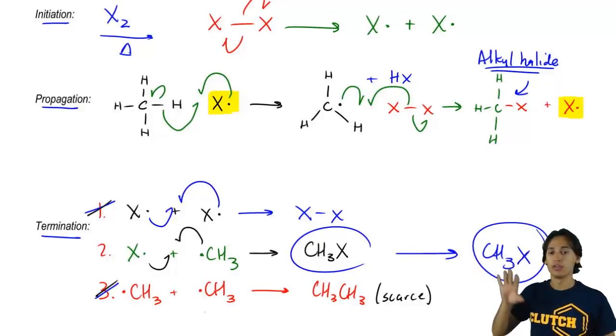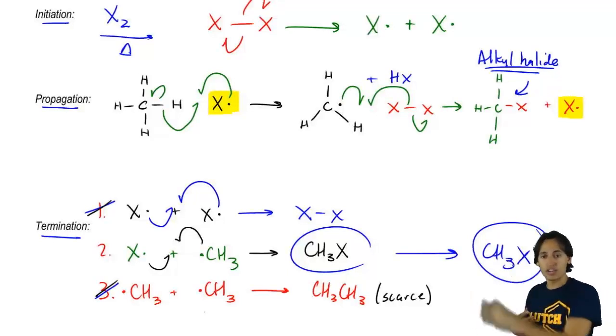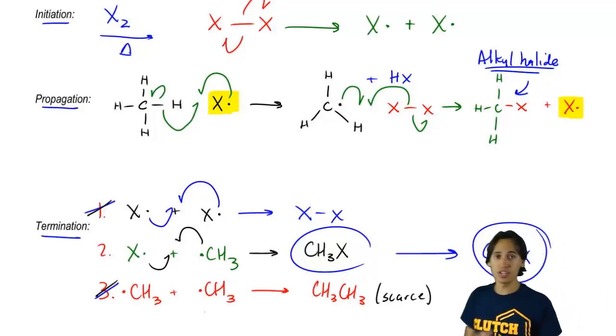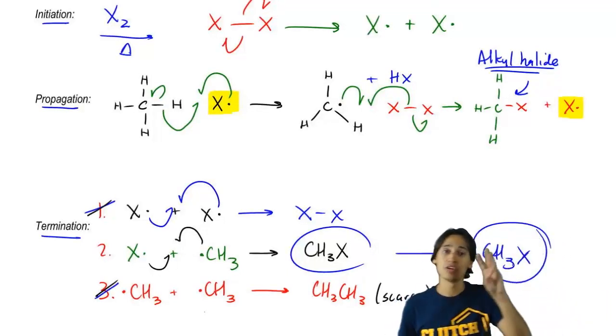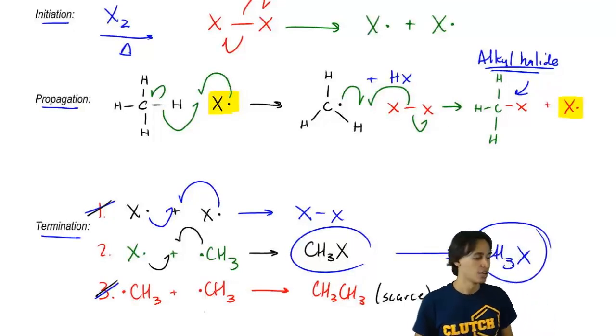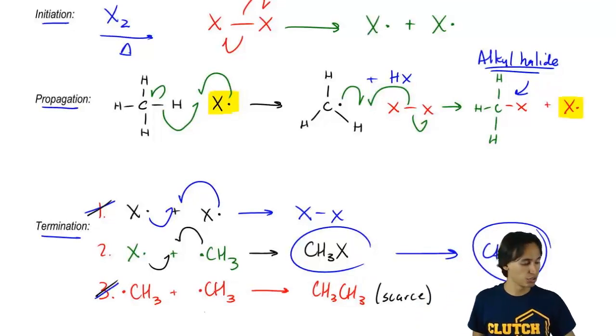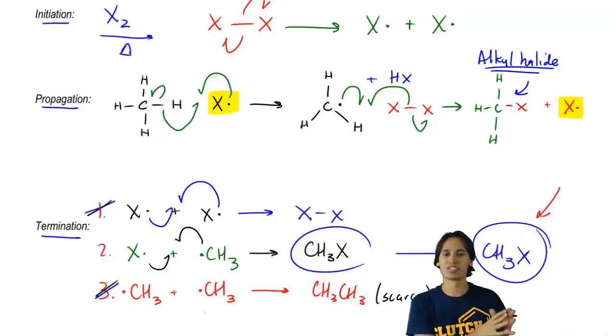Now, the reason I taught you guys about this is because if you're asked to draw this mechanism, your professor is going to want to see all 3 terminations. But that doesn't mean that you should draw 3 products. You should really only draw 1 major product, because that's going to be like 99.99% of it, and that's the alkyl halide. All right?